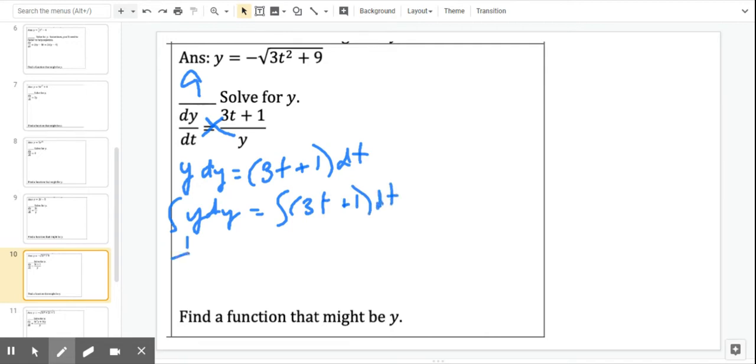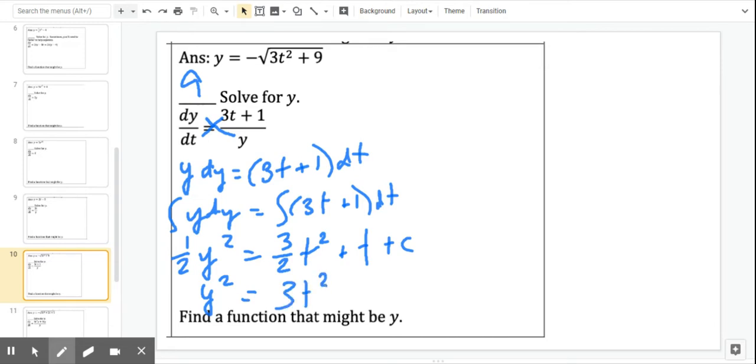y dy will become 1/2 y squared. 3t is going to be 3 divided by 2 t squared. And then 1 is just t plus c. And again, I'm going to multiply by 2 on both sides to start to get the y alone.